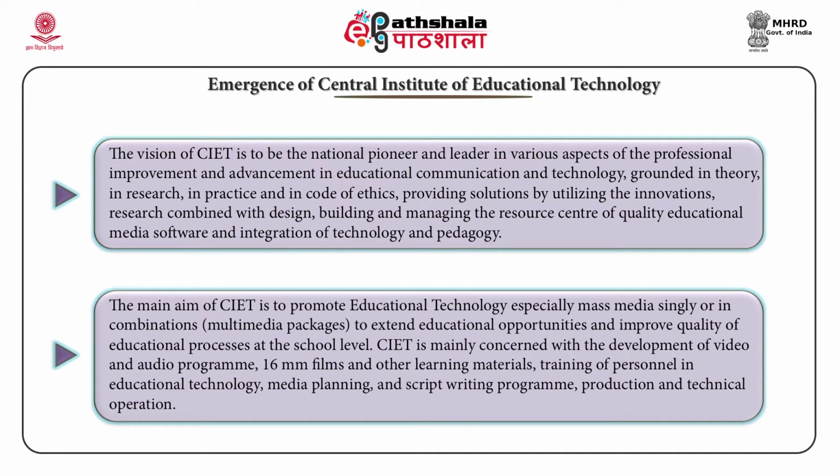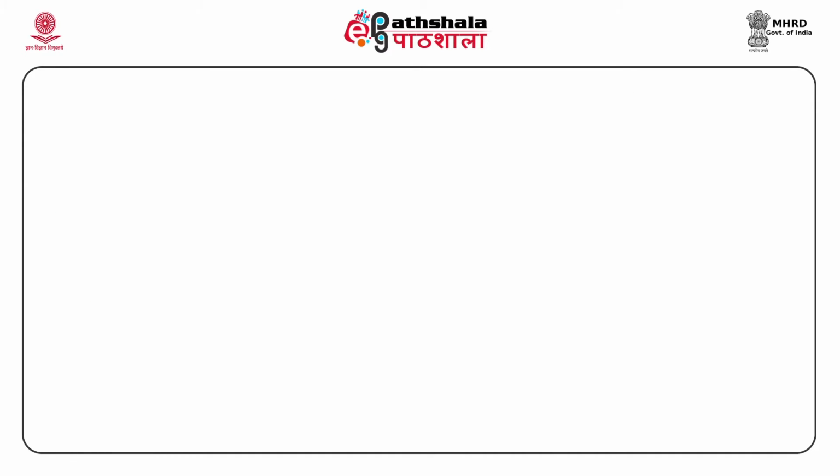CIET works through certain divisions. The Central Institute of Educational Technology conducts its activities and programs through its six divisions: Media Production Division, Planning and Research Division, Department of Information and Communication Technology, Training Division, Media Resources Dissemination Division and Engineering Division. Let us discuss the role of CIET in the development of educational technology.